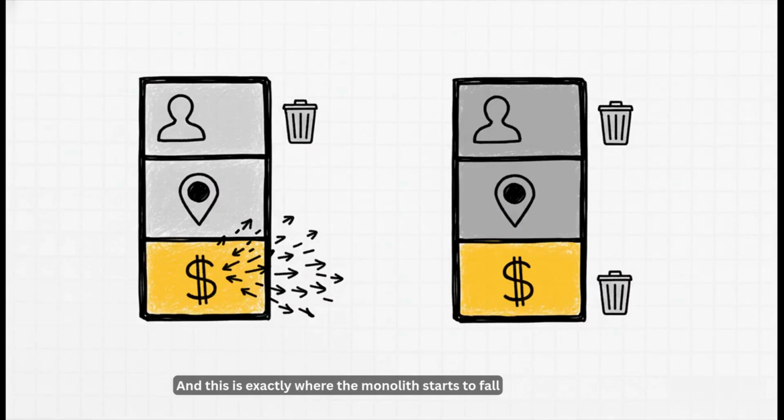And this is exactly where the monolith starts to fall apart. You can't really scale out in a smart way. Let's say just your payment feature is getting hammered with traffic. With a monolith, you can't just give more power to the payment part. Nope, you have to make the entire application bigger. The user profiles, the maps, everything. It's just a massive waste of resources.